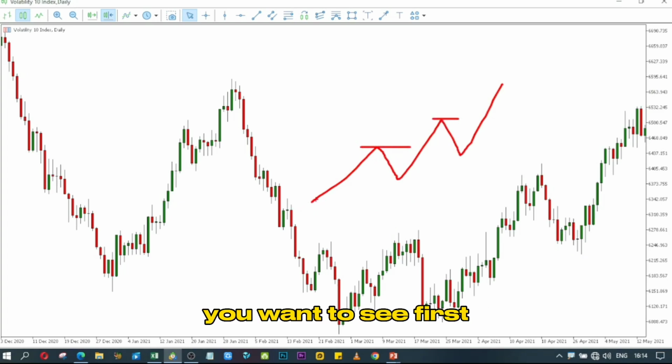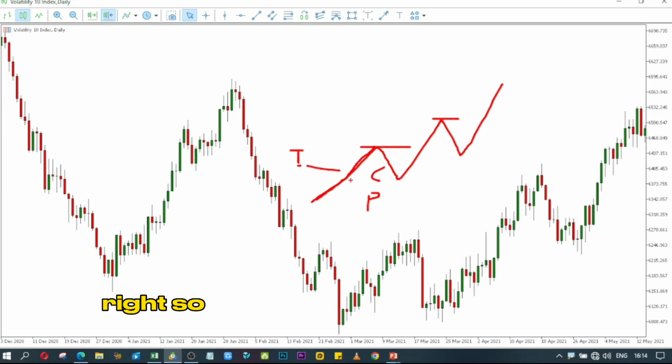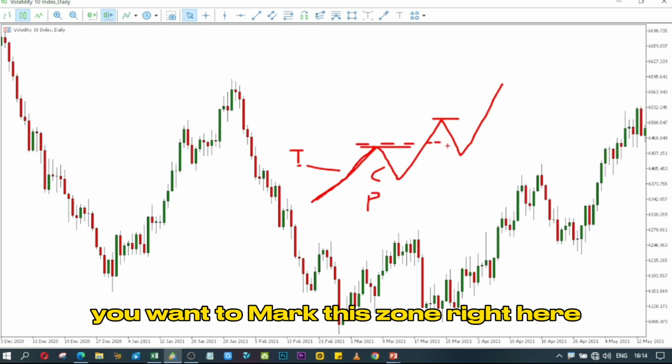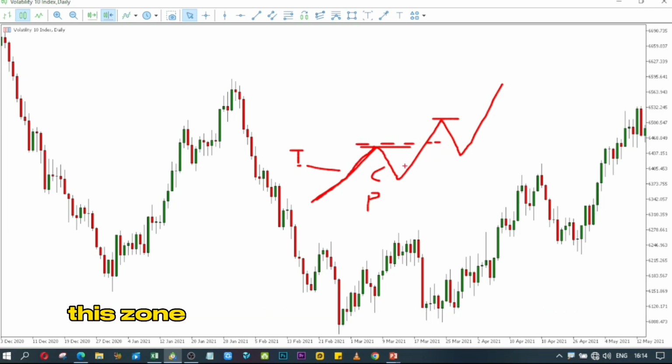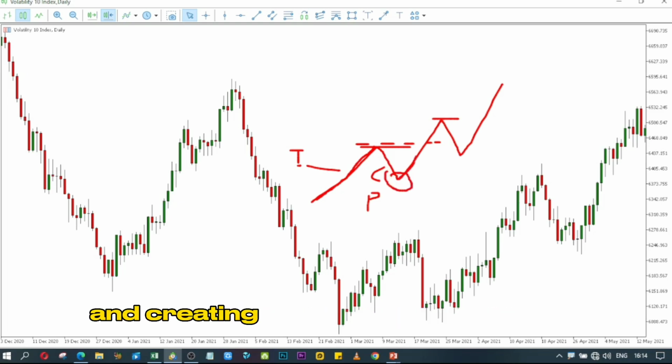So you want to see first an impulsive move. We call this an impulsive move, and then we call this a pullback, right? When the market makes an impulsive move and pulls back, you want to mark this zone right here. Once you mark this zone, this zone is where you want to be placing your next trade. So you are looking in the market, and you are going to see the market making a pullback and creating another impulsive move. And if this impulsive move breaks past this zone, it creates a new higher high.